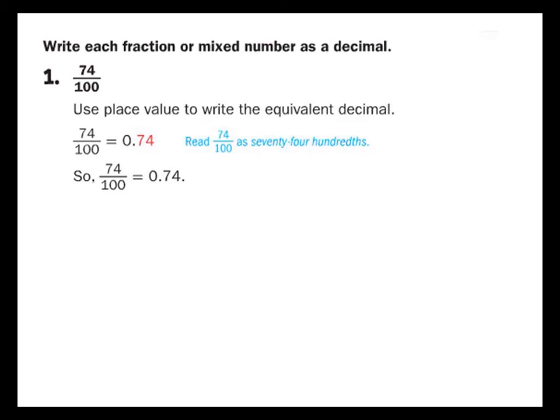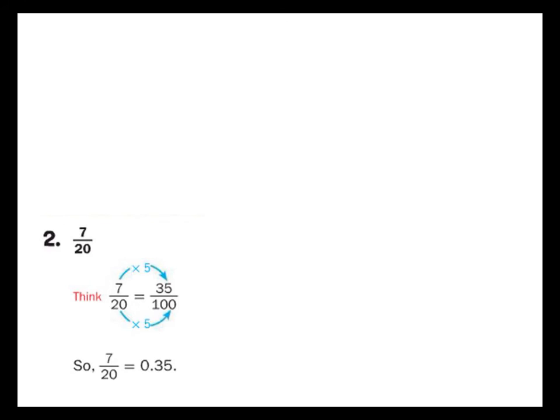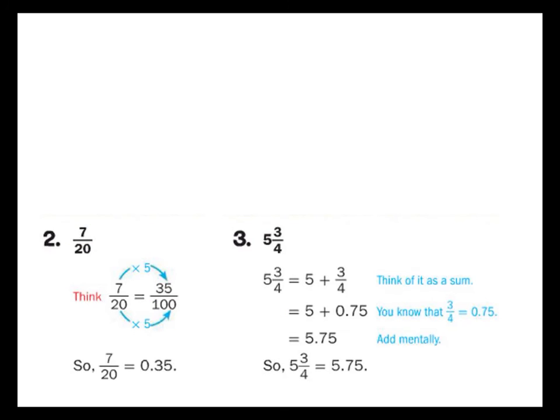Write each fraction or mixed number as a decimal. Again, you could just do 74 divided by 100 and be done on the calculator, right? It'll give you the decimal. One, 7 divided by 20. Now someone mentioned this already. If you can get this to be a multiple of 10, then it will tell you the place value of the 7. So it'll be 35 in this case, so 35 hundredths, or you can move the decimal twice. Either way, okay?